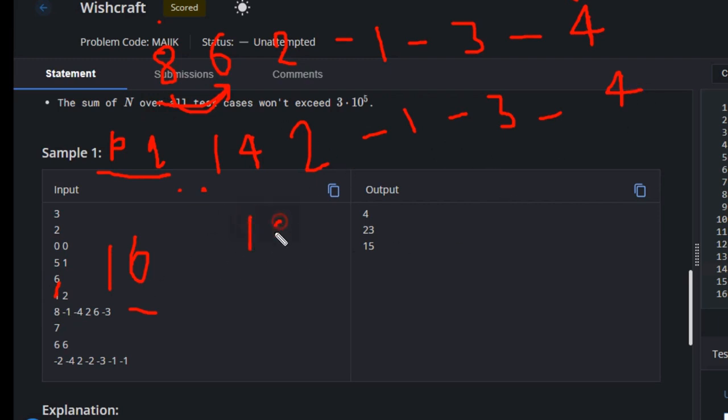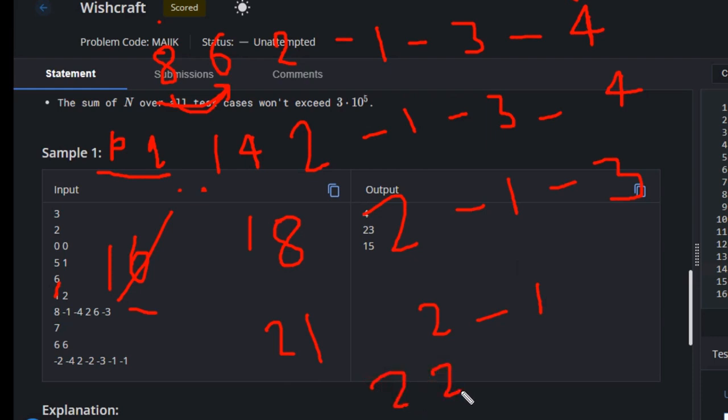So it will give 18. Now the array is 18, 2, minus 1, minus 3. Subtraction is also possible, but we need to check the condition. If we do 18 minus minus 3, that will result in 21. But at the same point, the minimum will be minus 1. So if we add this or subtract this, the result will be 22. We are not preferring that.